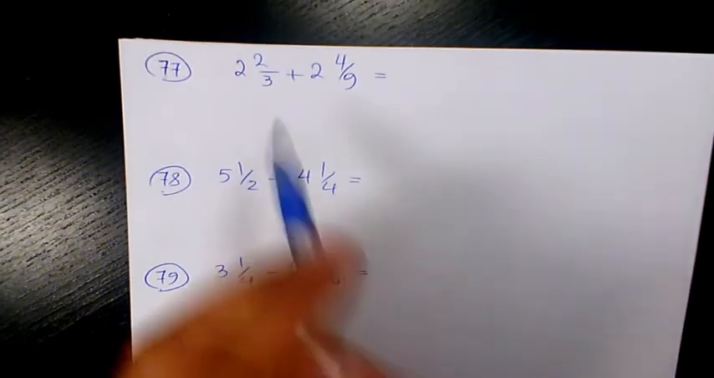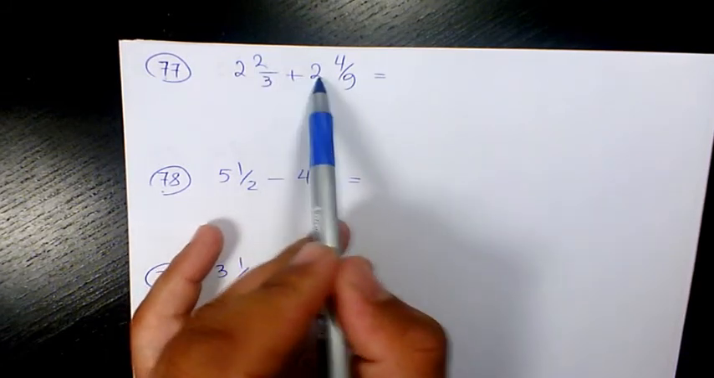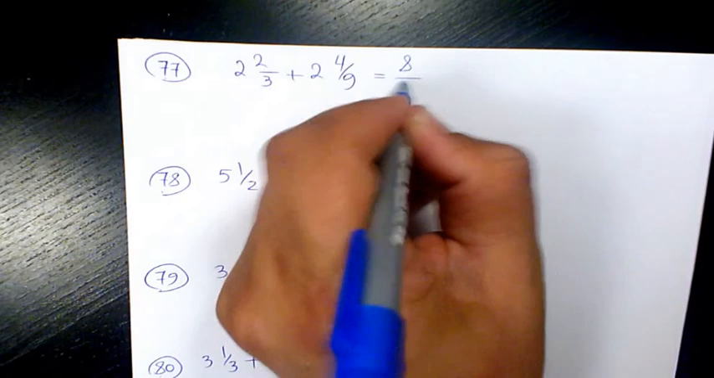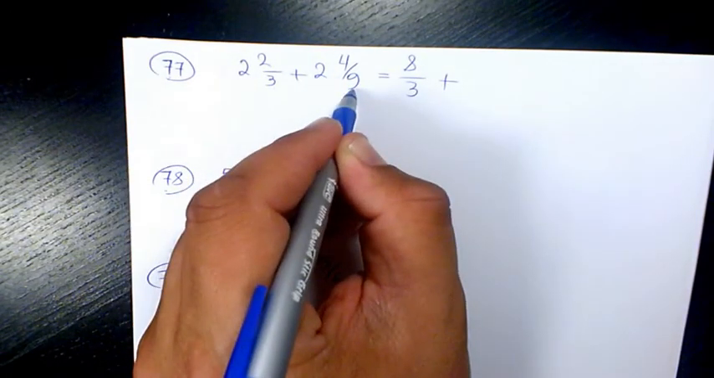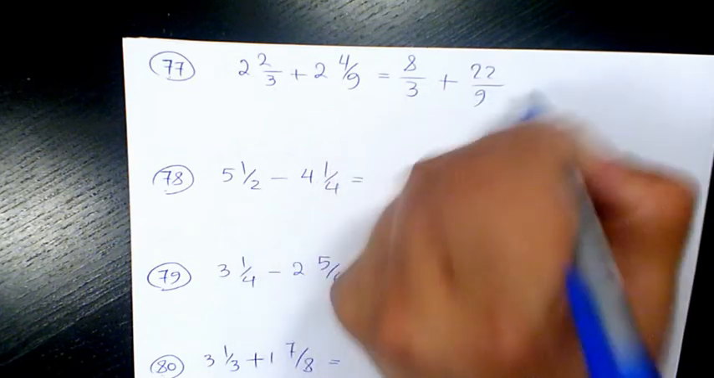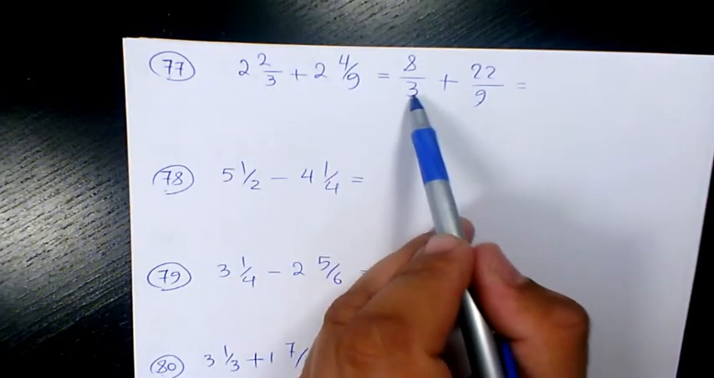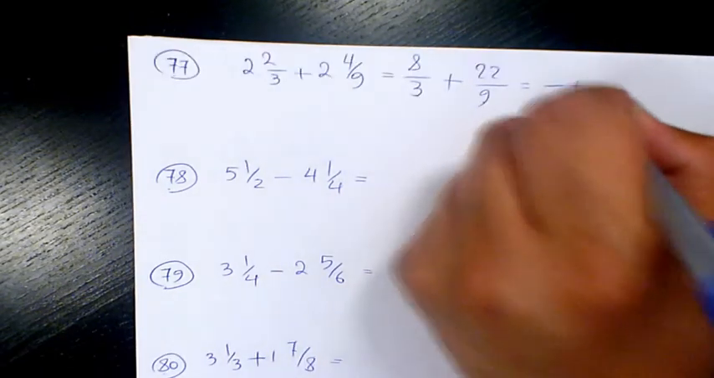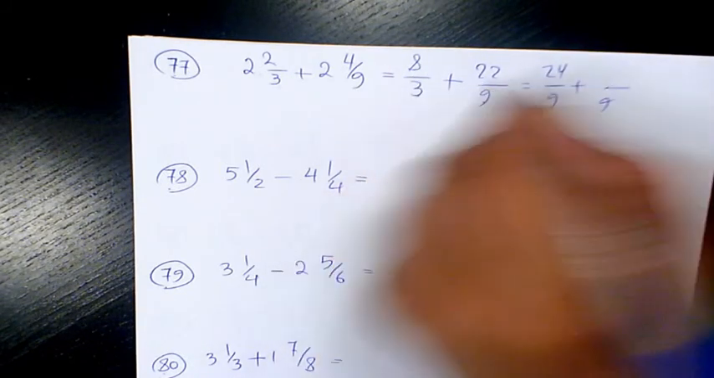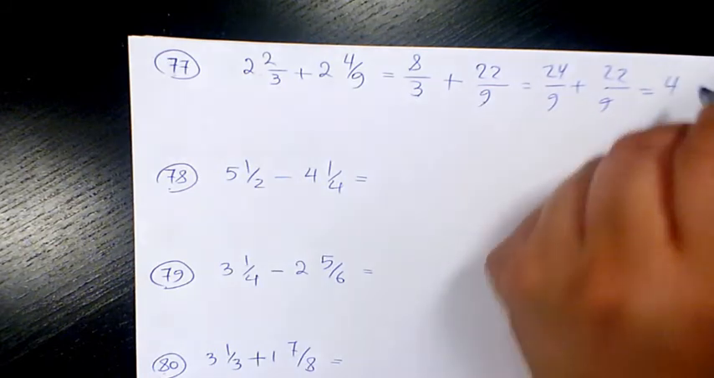Next example. 2 2/3 plus 2 4/9. 2 times 3, 6 plus 2, 8. 8 over 3 plus 2 times 9, 18 plus 4 is going to be 22 over 9. 9 and 3. 3 times 3, 9. So common denominator is going to be 9. 8 times 3, 24 plus 22. That's going to be 46 over 9.